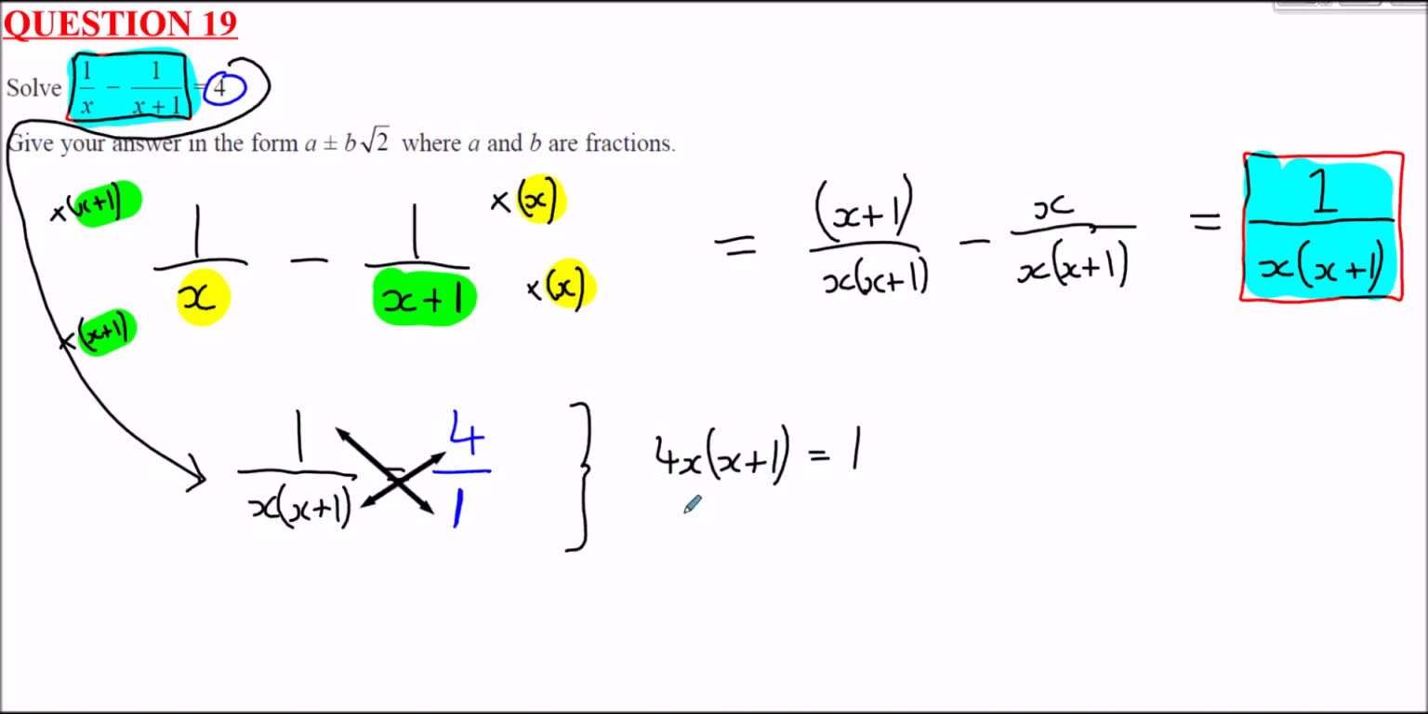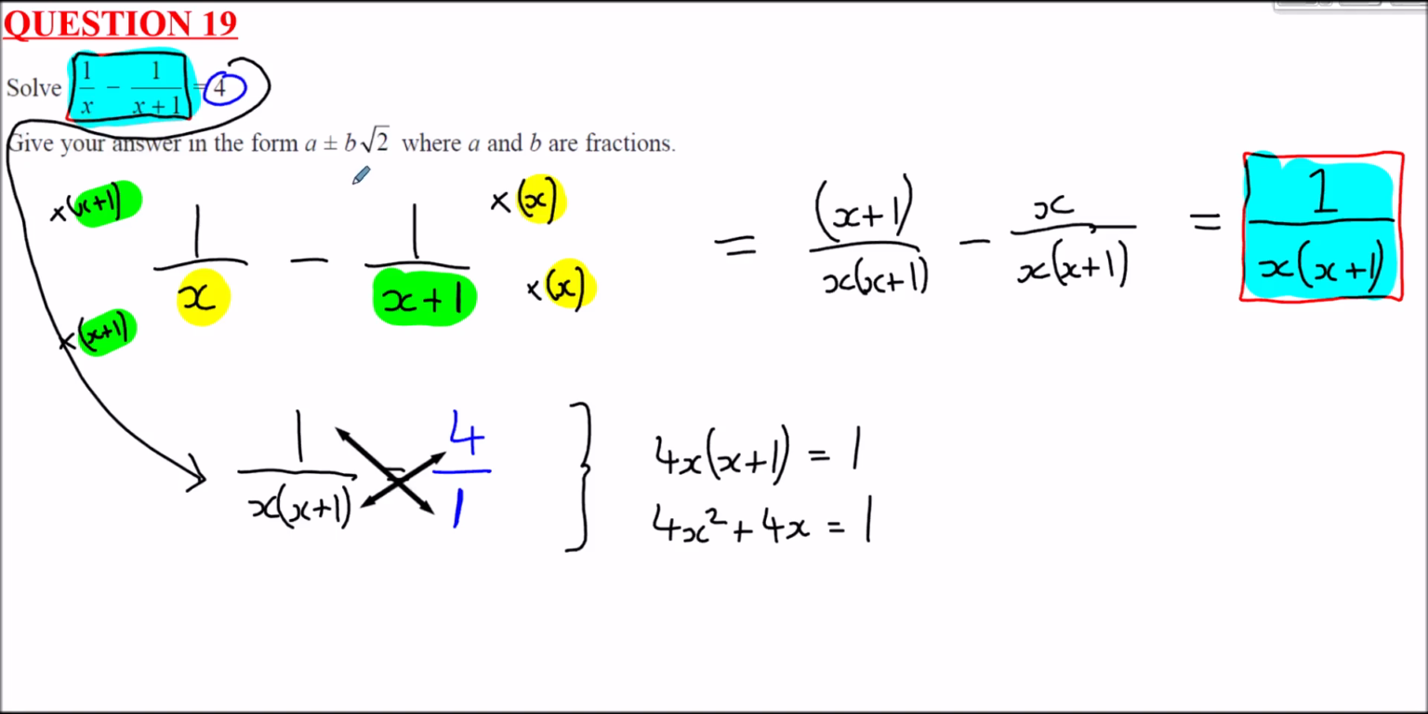I can now expand this out. So 4x times x is 4x squared. 4x times by 1 is 4x. And that equals 1. To solve a quadratic, I'm best normally having one side equal to 0. However, because here it's got a surd in it, I can now actually safely assume that I'm going to have to complete the square or something awkward.